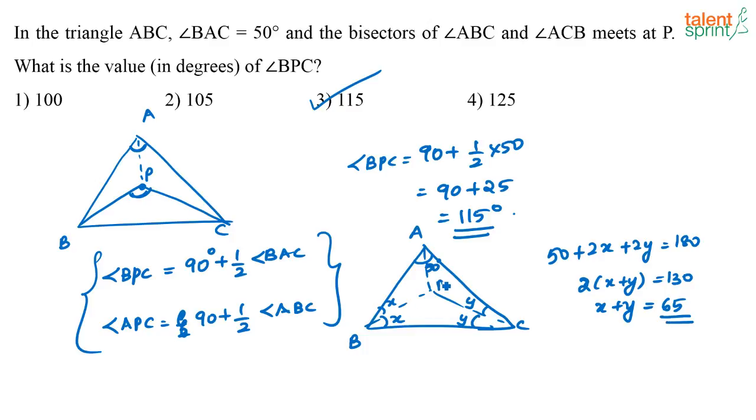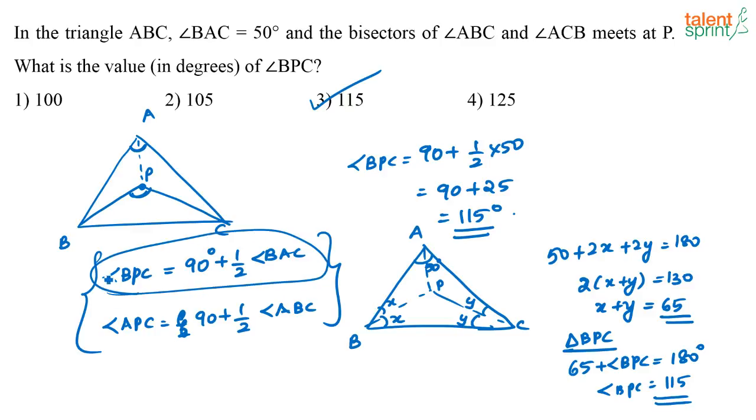Now if I consider triangle BPC, what are the angles in the triangle? I know x plus y is 65. So 65 plus angle BPC is equal to 180 degrees, or angle BPC is equal to 180 minus 65, which is equal to 115. You can do it this way also. Yes, see, this particular thing you come across in a lot of questions, so you tend to remember this. If you don't know this, then just solve it this way. Next.